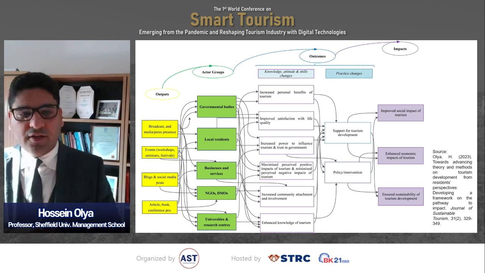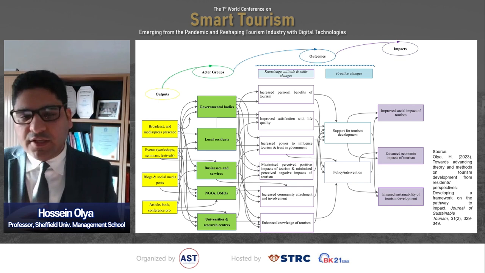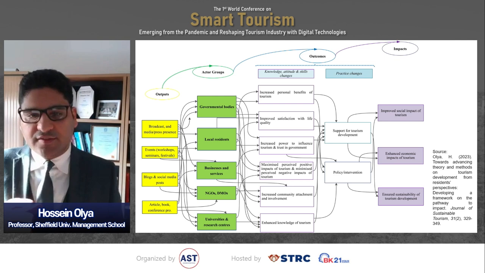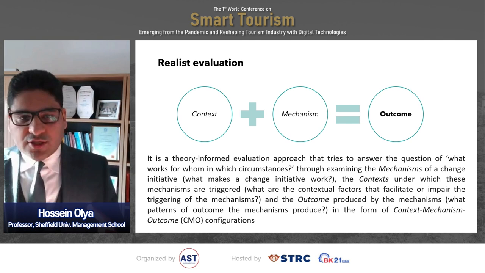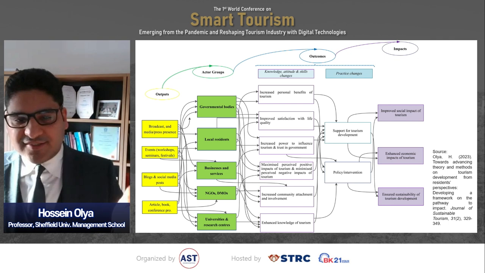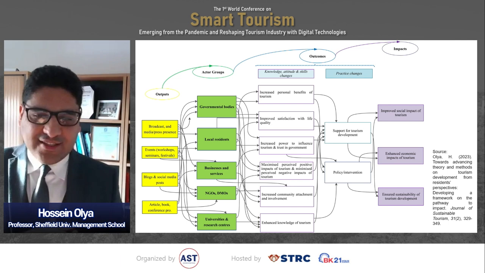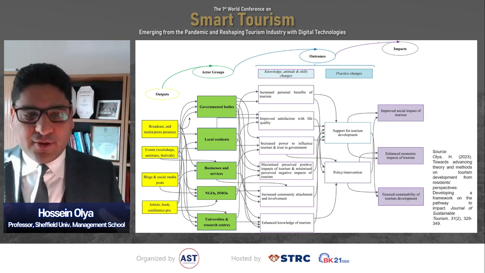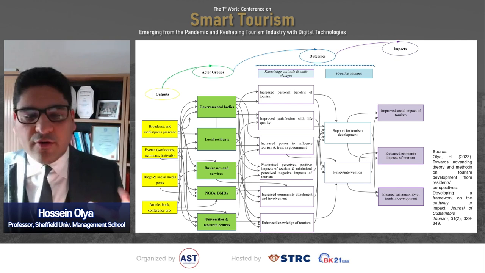This is really still new in social science, including tourism. So as you can see, in the logical model, your model starts from outputs. This is important because outputs are basically the productions of your project. Like many scientific projects, we produce a book, we produce papers, we run conferences like this one. These are our outputs, not outcomes.